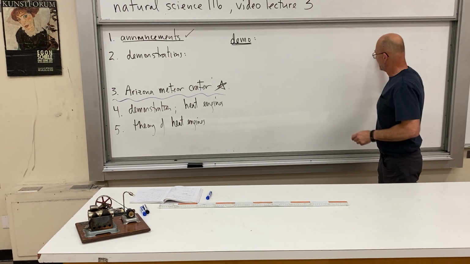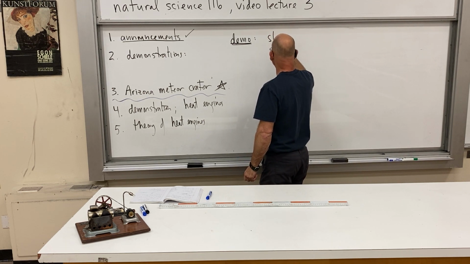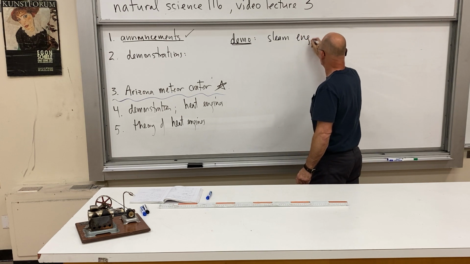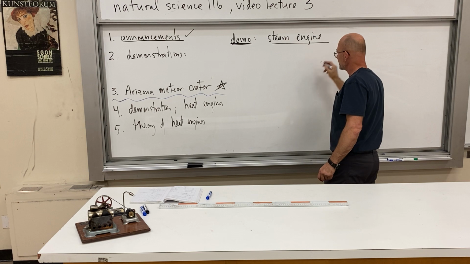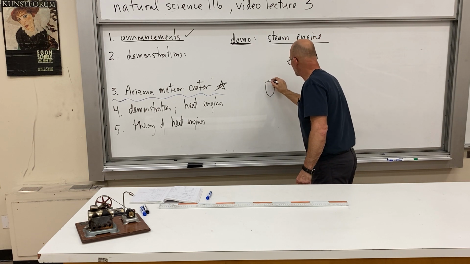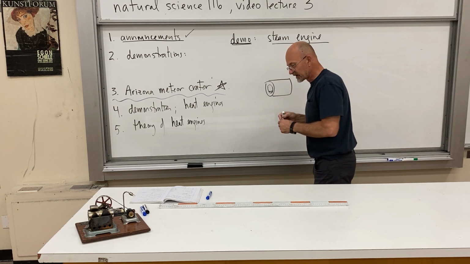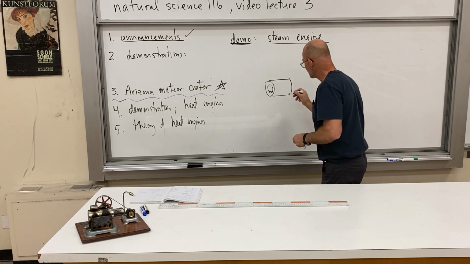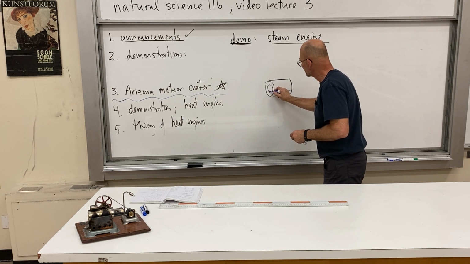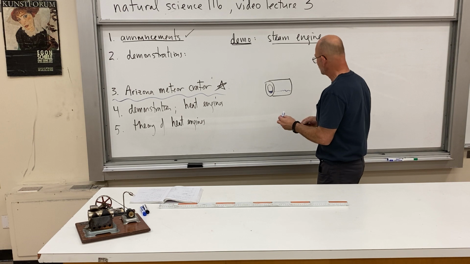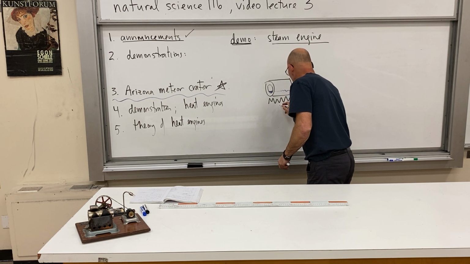Different principle entirely. So the next demonstration is the steam engine. And what do we have here? We have a boiler. It's got a window in one end. There's a little water inside. I've got blue. How about blue for the water? There's water inside there. Right there. And we have fuel and a fire. So I'll just write fuel.